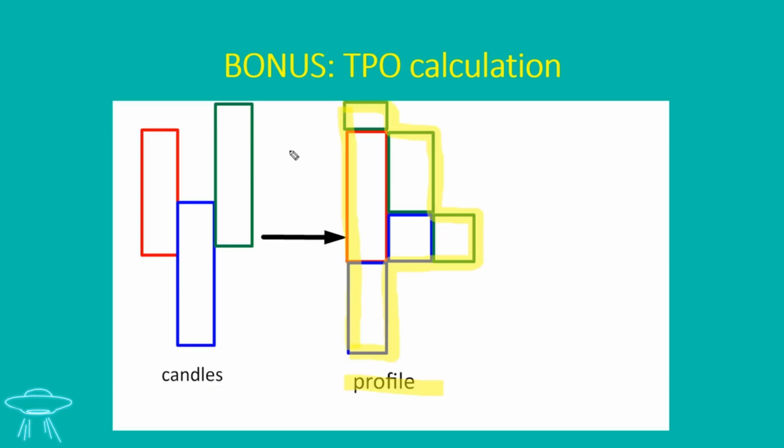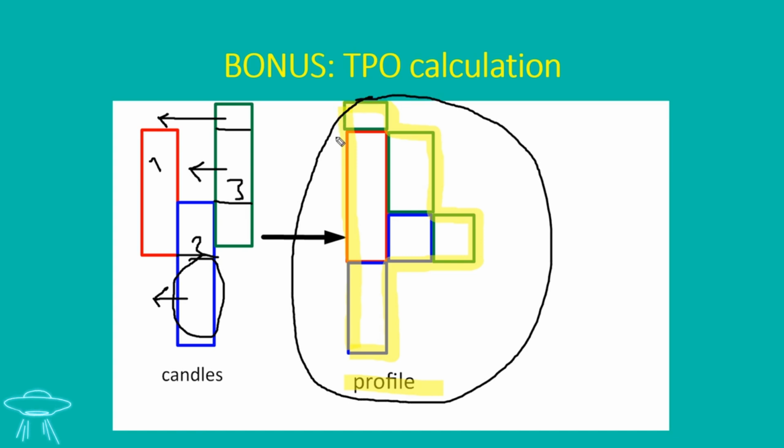One more example. Candle 1, candle 2, candle 3. And from those candles, if you sort of move them to the left, this part goes in here, this part goes in here, and this part goes in here, then it will create this TPO profile. The TPO profile will look like this. That's how TPO works. You don't really need to know this. It's only if you are interested in how it's calculated.